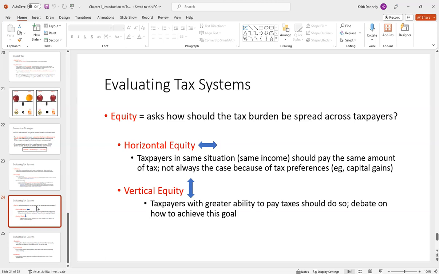Likewise, with vertical equity, this basically says, hey, people who have more should pay more. So if you make more money, you should pay more taxes, right? You're in a better position to do that.